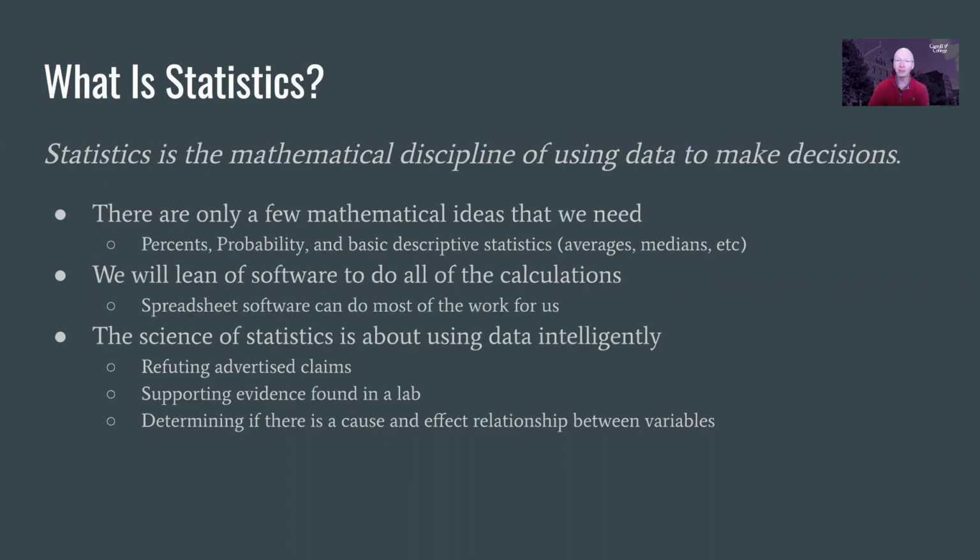So what is statistics? In a broad brushstroke sort of view, statistics is the mathematical discipline of using data to make decisions. Now, data is messy. Data comes with error. Data comes with variability. So really, the whole idea of statistics is being able to deal with variability and uncertainty and still making decisions.